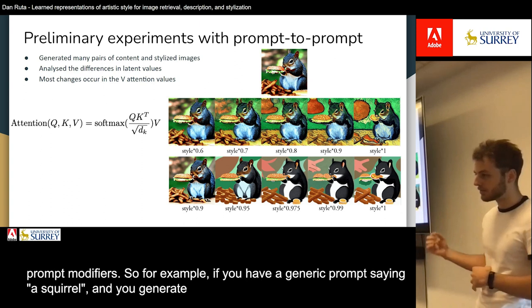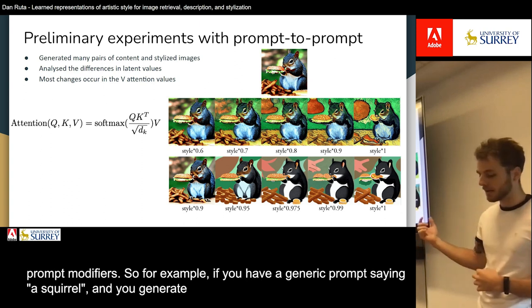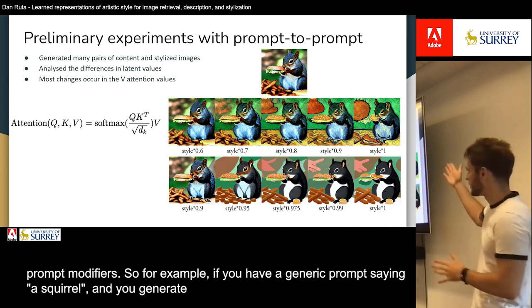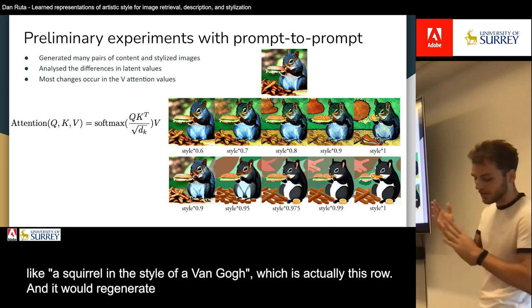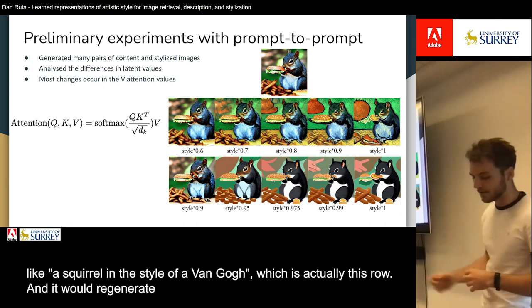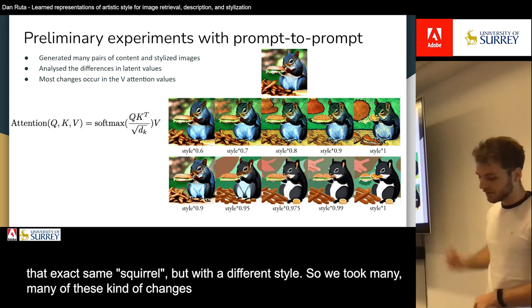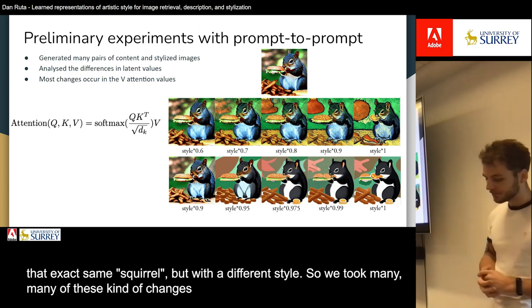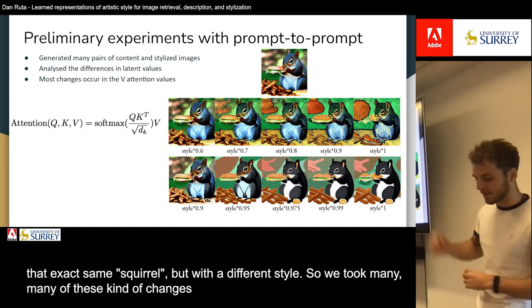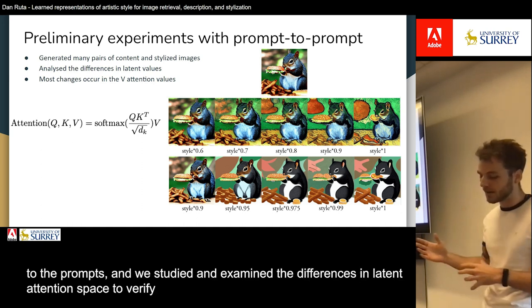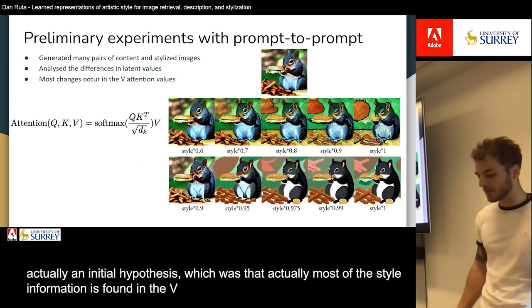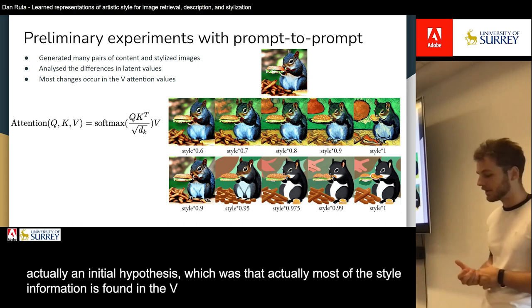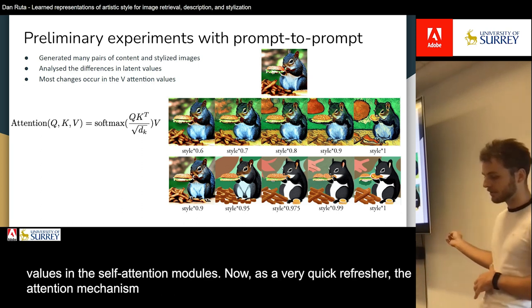So we started exploring, initially, the prompt-to-prompt technique, which allows editing already generated synthetic images through some prompt modifiers. For example, if you have a generic prompt saying a squirrel, and you generate that particular squirrel, you can then change that squirrel by adjusting the text prompt to something like a squirrel in the style of Van Gogh, which is actually this one. And it would regenerate that exact same squirrel, but with a different style. So we took many of these changes to prompts, and we studied and examined the differences in latent attention space to verify an initial hypothesis, which was that most of the style information is found in the V values in the self-attention modules.